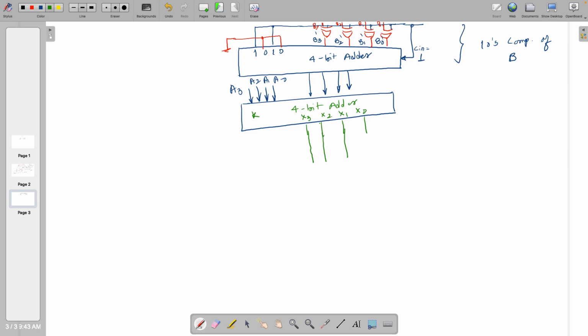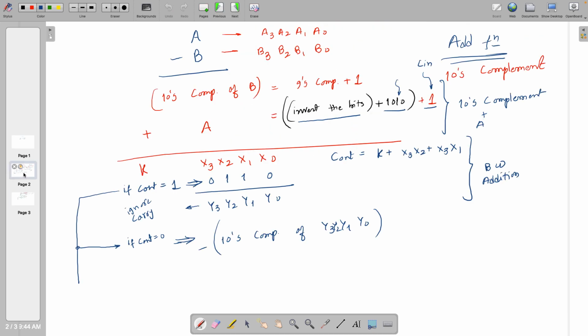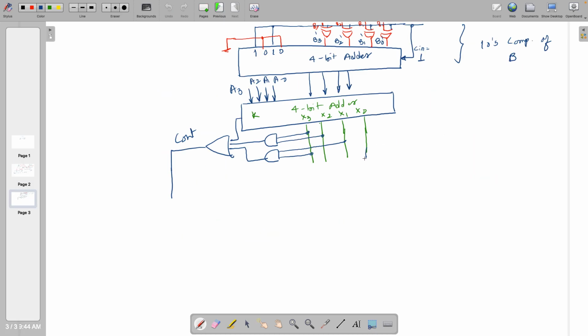If this is the case, then you need to check whether this number is actually valid or not. That can be done with the following things. You have C out. Now if C out equal to 1, as per our agreement, you need to add 0110 to this number. So let's add that with, so this is one of the operands, another operand becomes 0110.